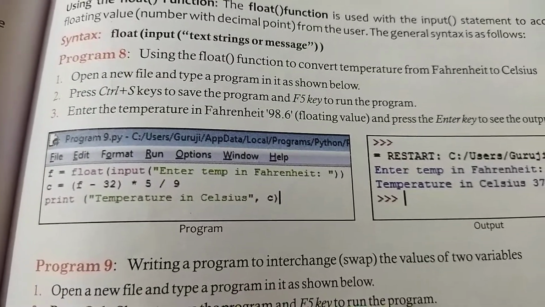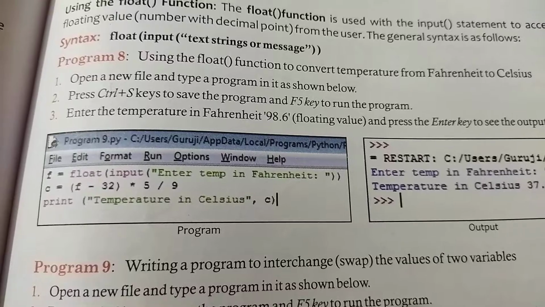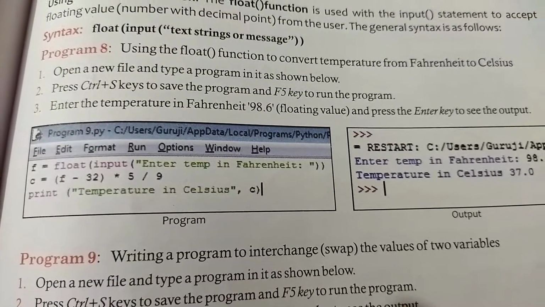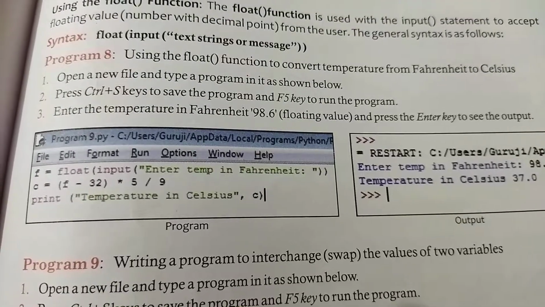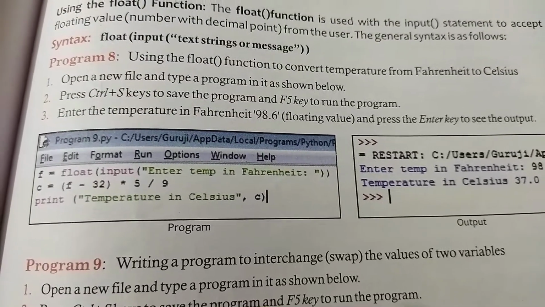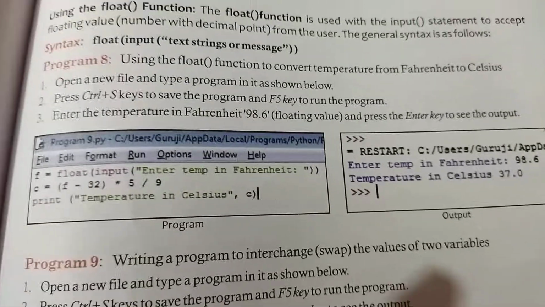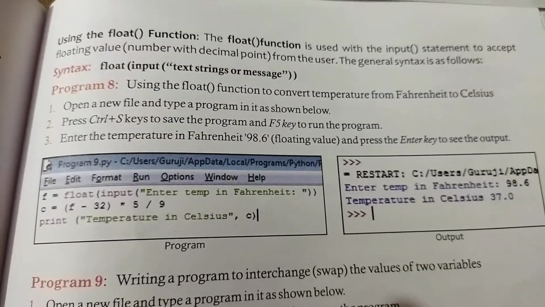Open a new file and type the program in it as shown below. Open a new page and write the program: F equal float input, enter temperature in Fahrenheit. Okay, then C equal F minus 32 into 5 divided by 9, then print the value, temperature in Celsius, C.